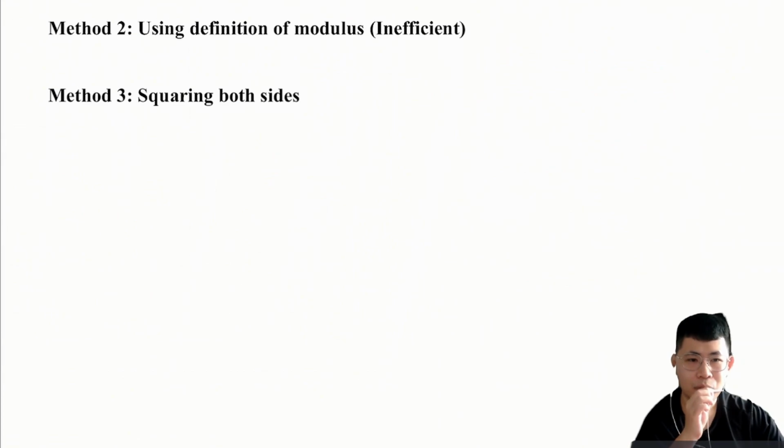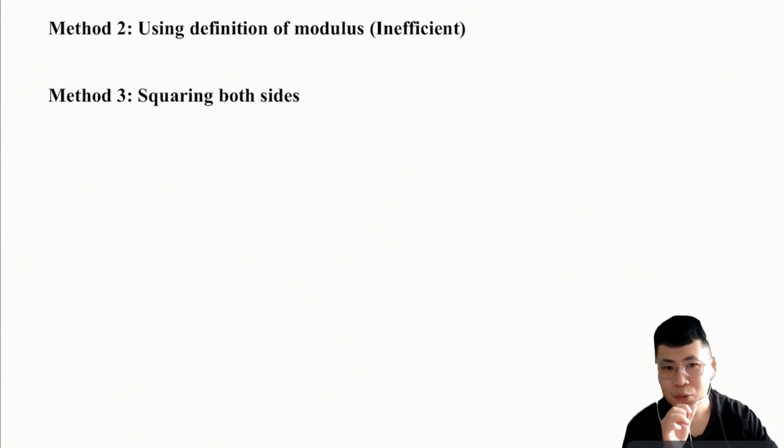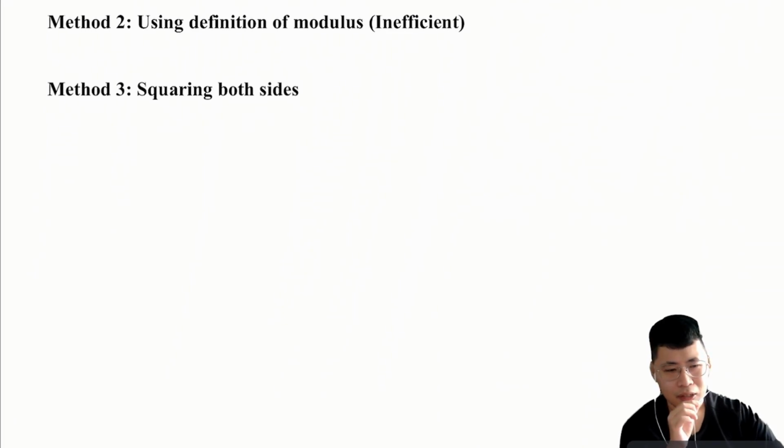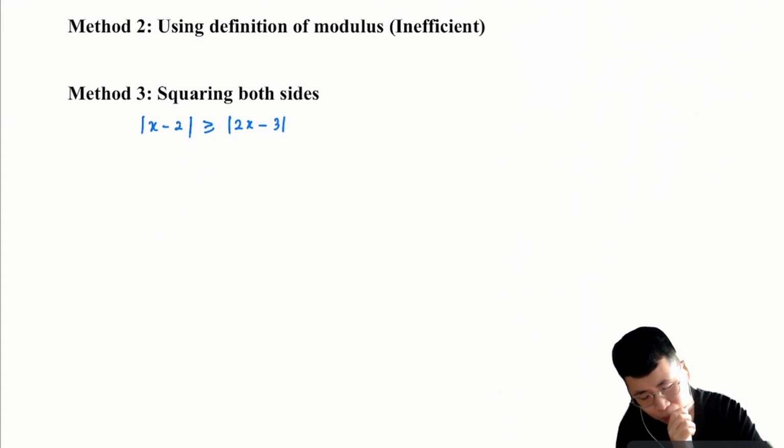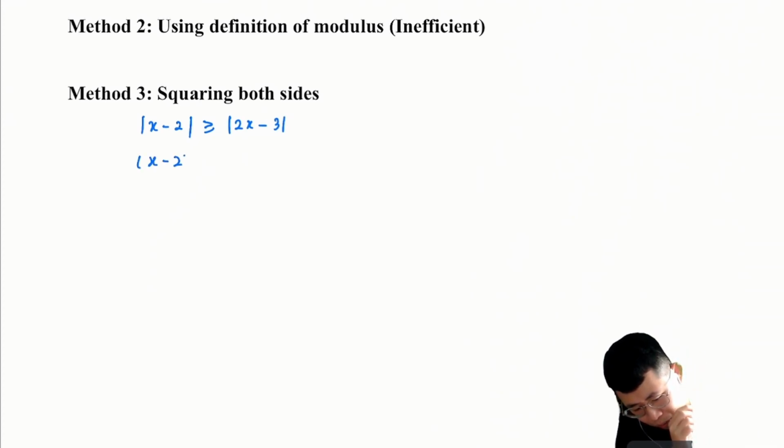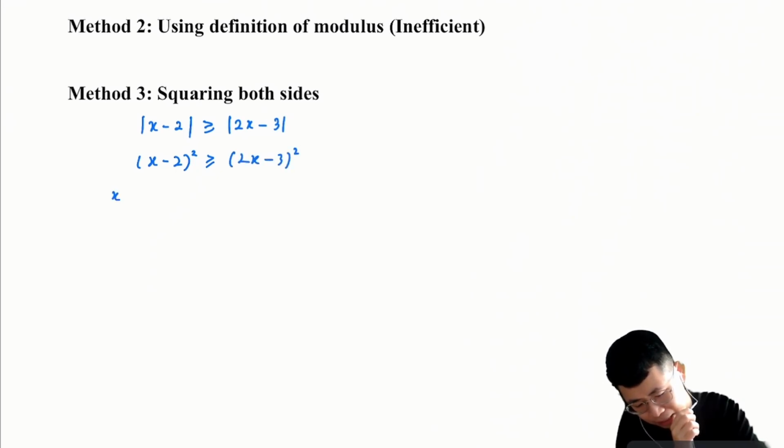Now using the definition of modulus would be inefficient because we need to consider 4 different cases. So we tend to not use this method for this question over here. However, for this method, we can square both sides actually. Because both of these are positive numbers, even if we square both sides, we will still get a nice answer that fits us nicely. So that's the typical trend that we'll see for these kinds of questions.